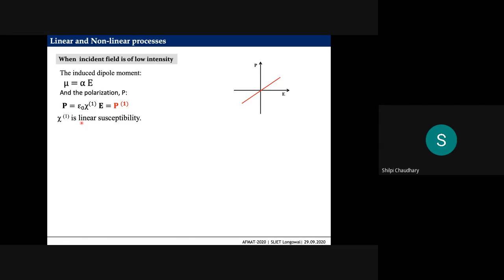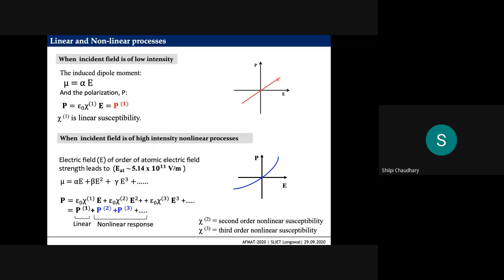All right, and just for the sake of completeness, the electrical susceptibility of any material is a measure of how easily the material polarizes in response to the applied electric field. So we have studied that for low intensities, this polarization vector varies linearly with the electric field. So far, so good. Now, we come to the very high intensity field.